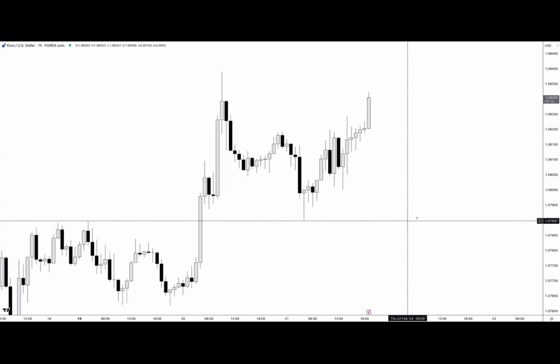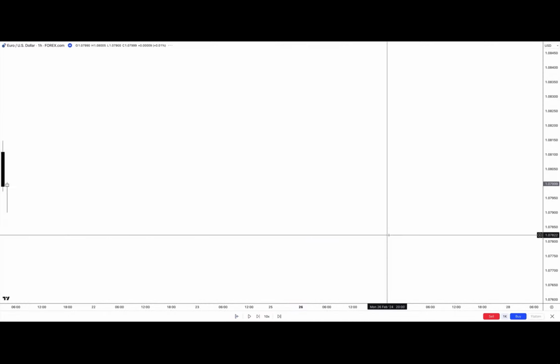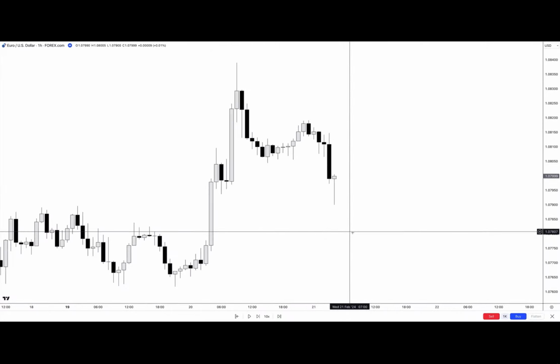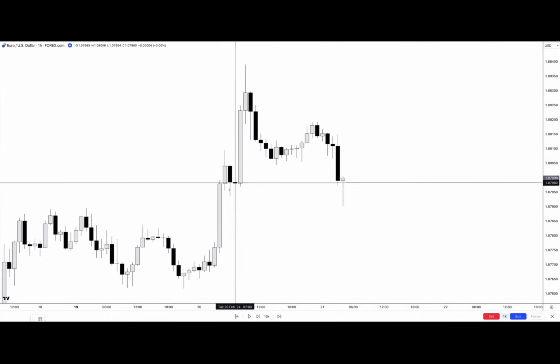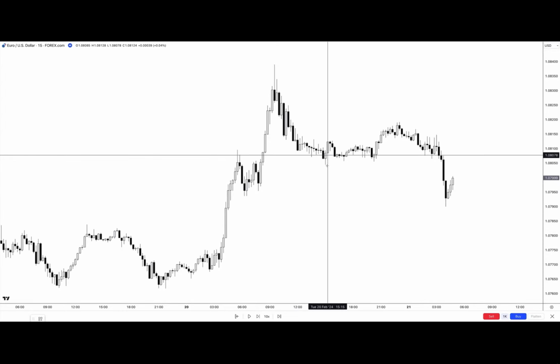I think the hourly looks the nicest for this, but we'll go over to before New York session. Cool. So this is what I was technically looking at. I saw that. Let's just go on to 15. We'll see a little bit better what's going on.